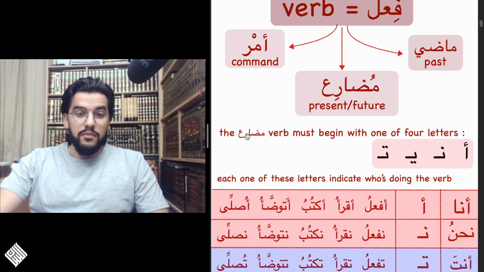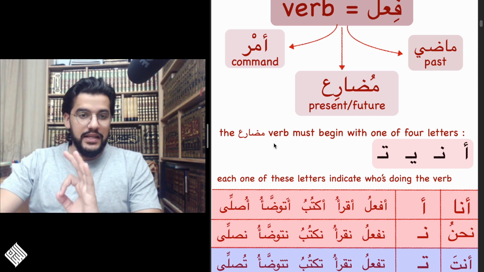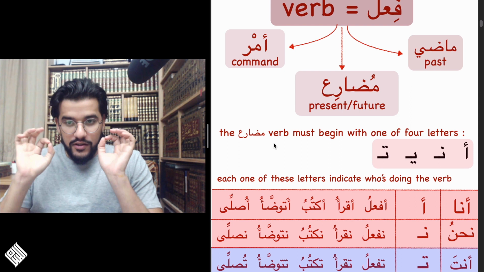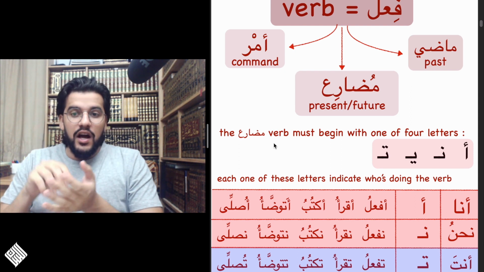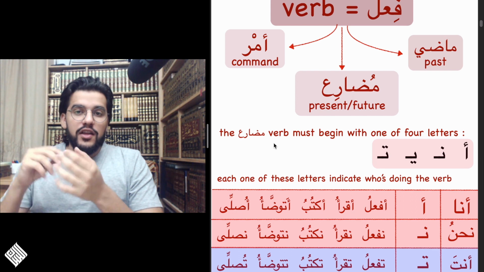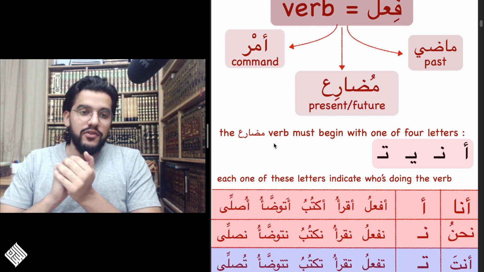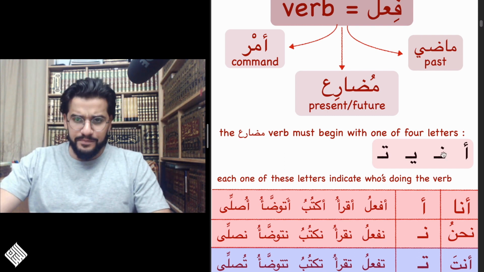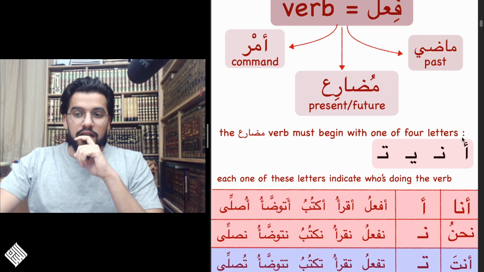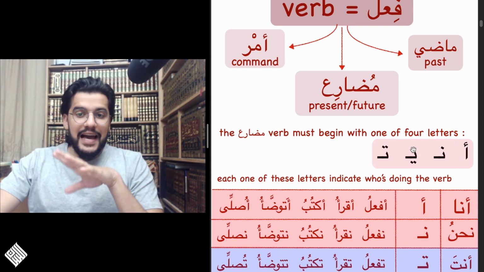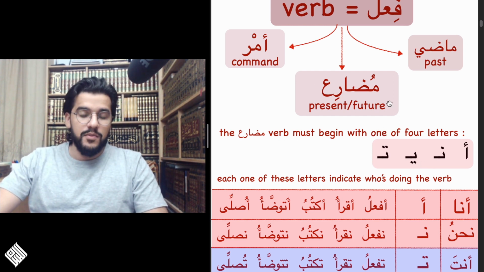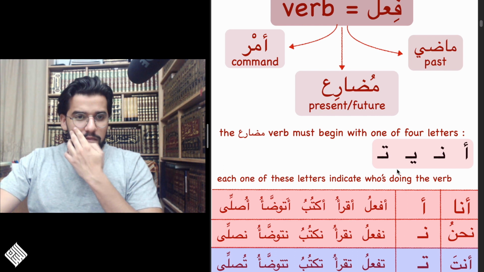The present verb, or the مضارع, must begin with one of four added letters. And focus on the word added, because these letters are not part of the actual verb. There are letters added to the beginning of the verb to indicate who's doing the verb. Okay? And those letters are the alif, noon, ya, ta. So you won't find any مضارع, any present verb in the Arabic language that does not begin with one of these four letters.